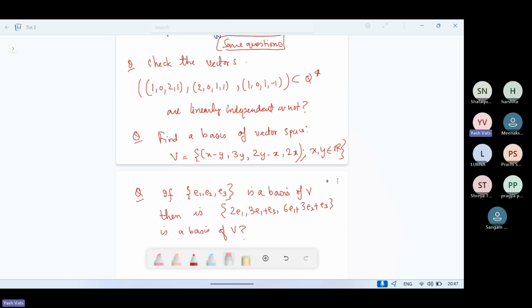Yes, have you done that? Everyone? Tell me the solutions. First one is linearly. What is your approach and how would you solve that? I'm not asking for the solution. What is your approach?